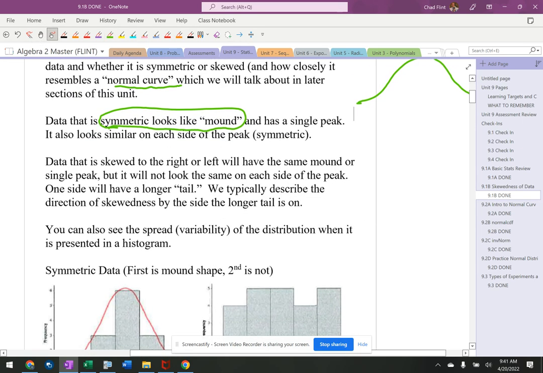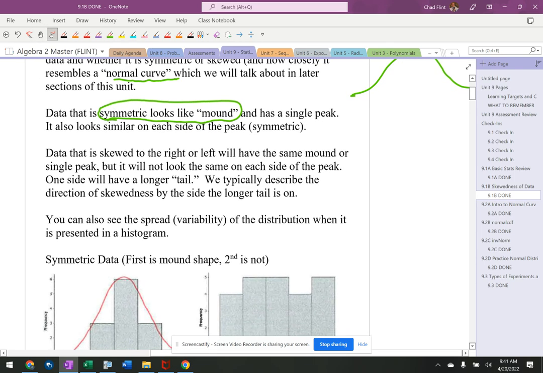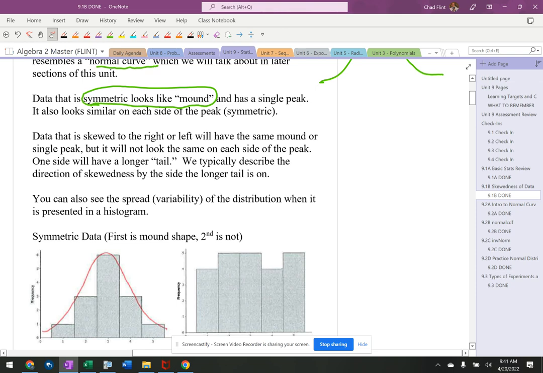That's not something that we're going to look a ton at. We want to recognize it when it happens. Data that's skewed to the right or left will have the same mound, but it's not going to be the same. It'll have a longer tail. So I'm not going to try to draw one. I'm just going to come down here and show you what we're looking at.